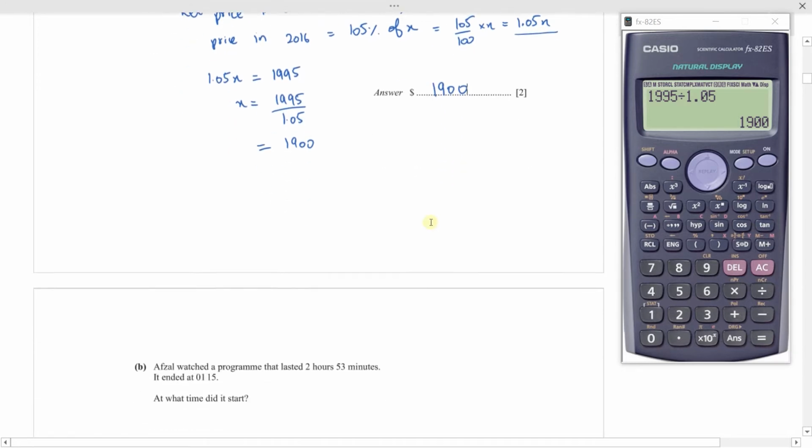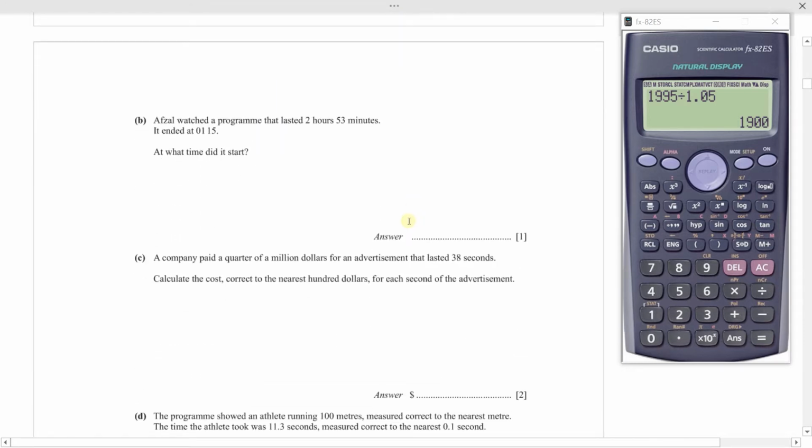So let's move on to part B. Afzal watched a program that lasted 2 hours and 53 minutes. It ended at 1:15. At what time did it start? So your end time is 1:15. Your duration is 2 hours and 53 minutes.